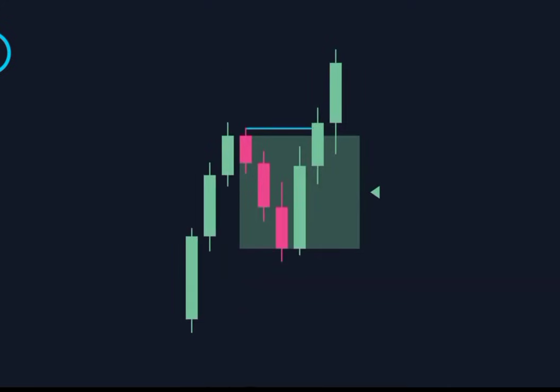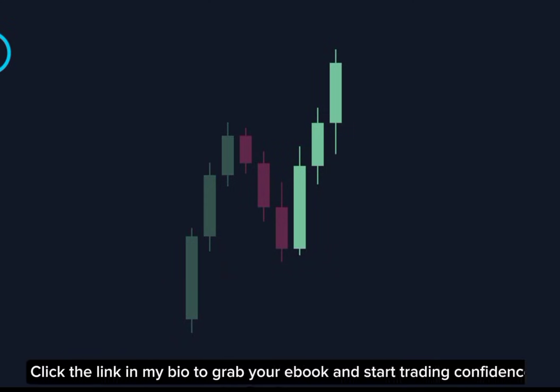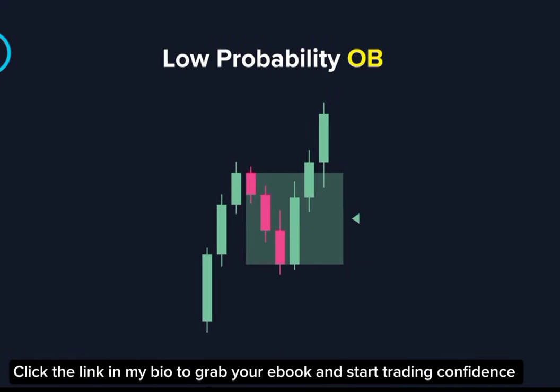And then we have one more example here, and this time we can see that the impulsive move failed to make any form of fair value gap at all. This shows a weakness in the bullish momentum, meaning this also wouldn't be considered a high probability order block.